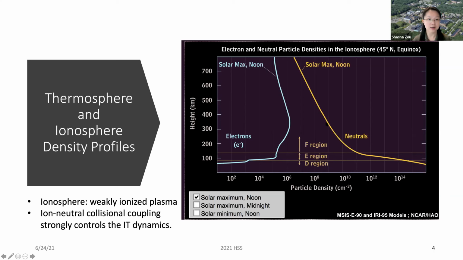Because if you think about it, you are one of those ionosphere plasmas and there are 1,000 of those neutral particles surrounding you. So it would be very hard for you to move around without colliding with those neutral particles in the surrounding region. So understanding this density ratio here is very important for a lot of the dynamics that we are going to talk about in the later part of the lecture.